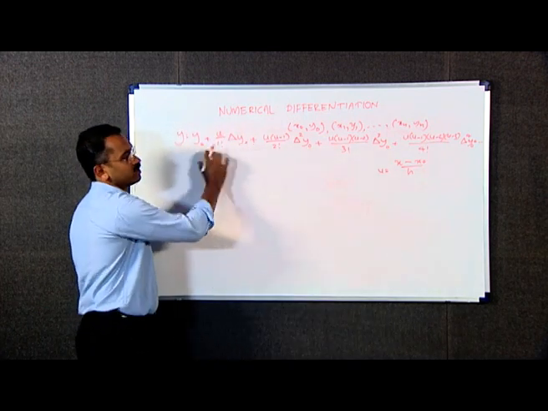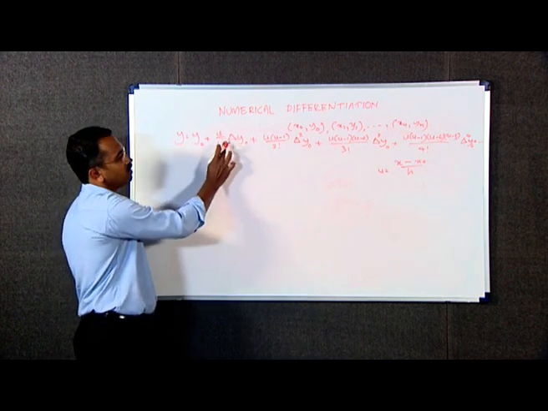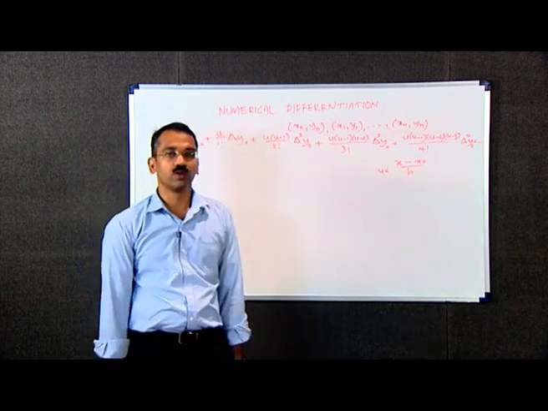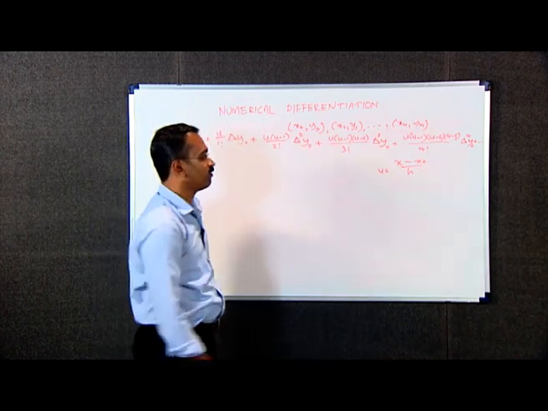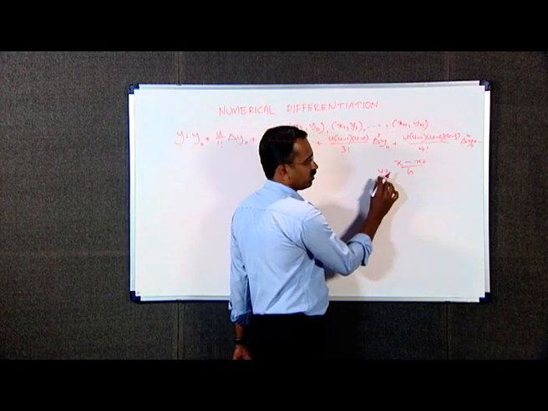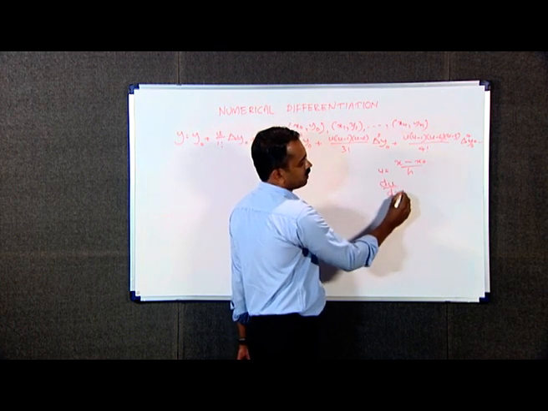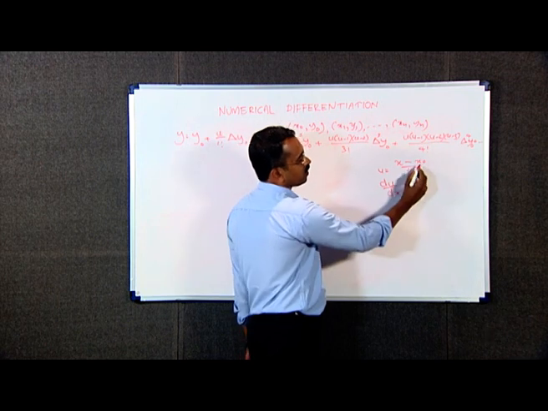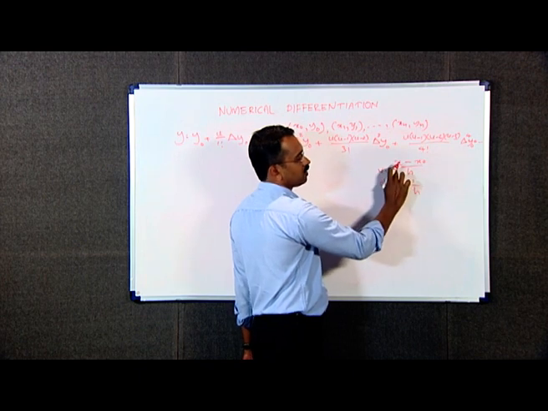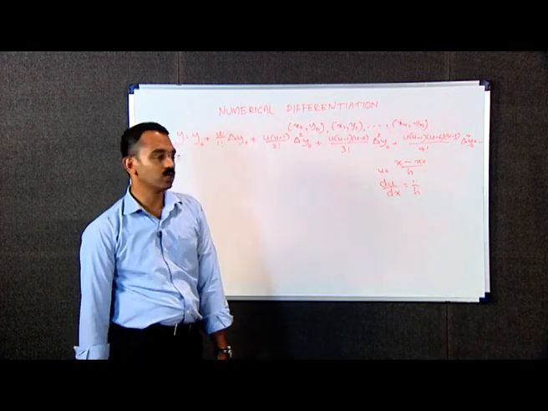Now, we differentiate this formula on both sides. Here y is a function of u, where u is a function of x. Therefore, we can use the function of function rule for differentiation. Here u equal to x minus x naught divided by h. Therefore, du by dx, the derivative of u with respect to x, is 1 by h into the derivative of x minus x naught, since x naught and h are constants. The derivative of x minus x naught is 1, that is du by dx equal to 1 by h.